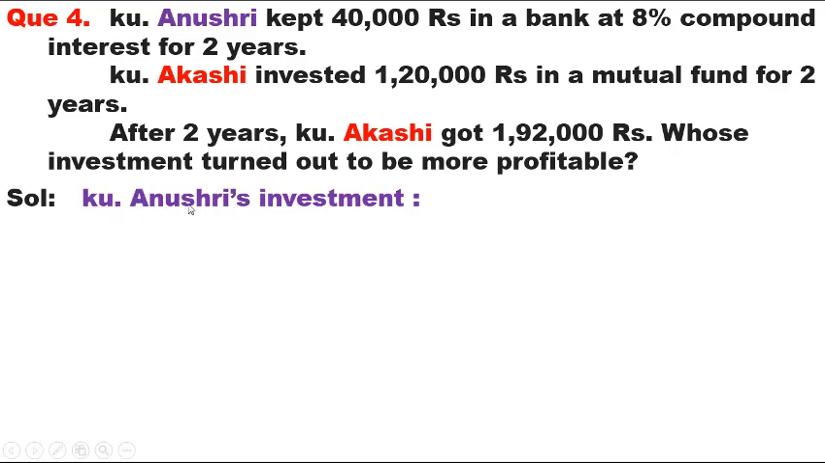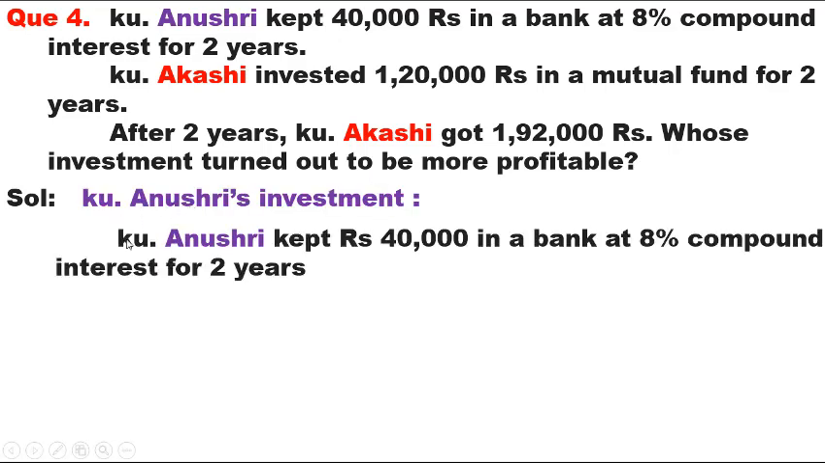Solution. Kumari Anushri's investment: Kumari Anushri kept rupees 40,000 in a bank at 8% compound interest for 2 years. Principal P is equal to 40,000.